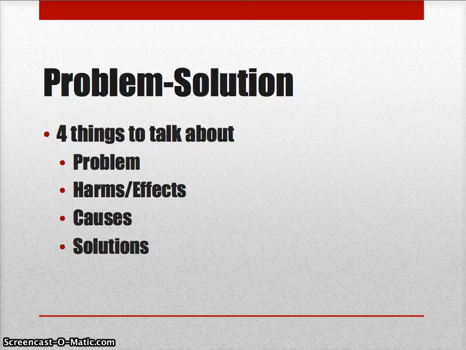The third thing we're going to need to talk about with the problem solution method is going to be the causes. And basically this is taking a step backwards from looking at the problem. So we say, okay, what happened that made this problem occur, right? So if the problem is homelessness, we maybe need to look backwards a step and say, why do people become homeless?